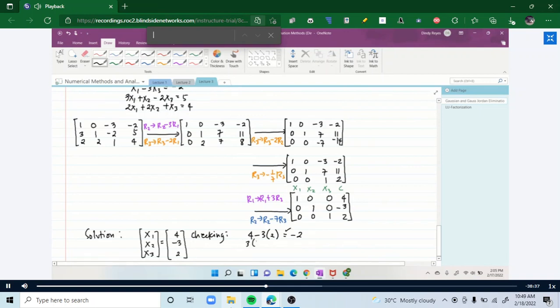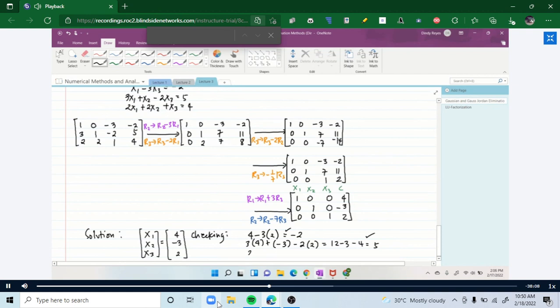Second equation, 3 times x sub 1 plus x sub 2 minus 2 times x sub 3. This is 12 minus 3 minus 4. So this is 12 minus 7. You get 5. Okay, check din yung second equation.